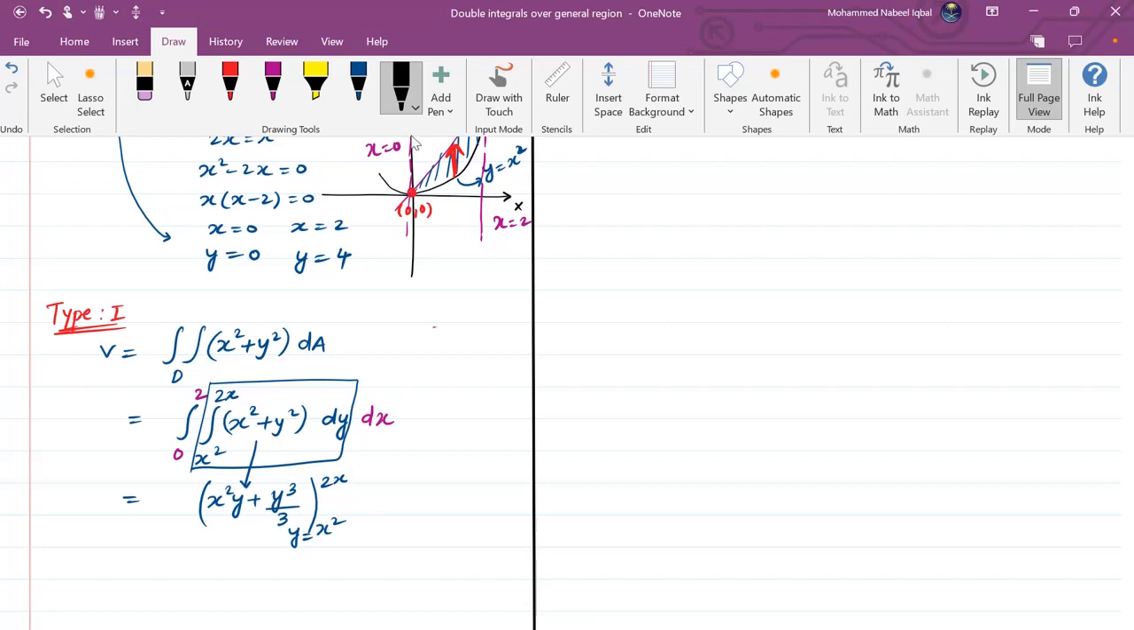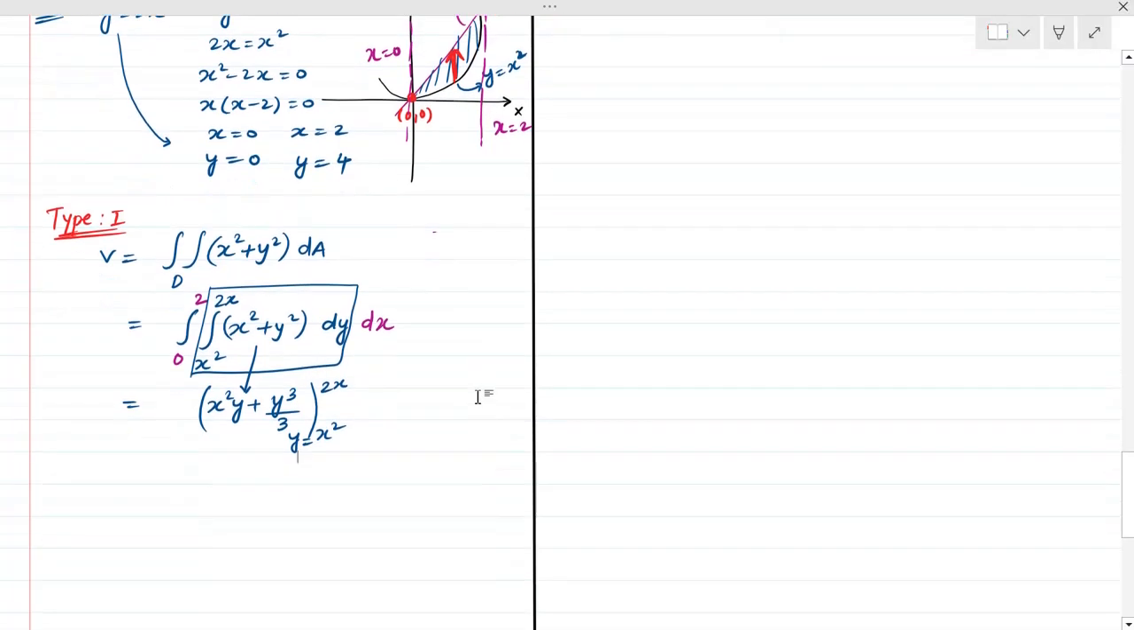So what happened here? When you substitute here, it is already x square. If you substitute, it becomes 2x power 3 plus 8x power 3 over 3. So this is upper limit minus lower limit. When I substitute x power 2 into x power 2, it becomes x power 4, plus when you substitute here, x power 6 over 3.